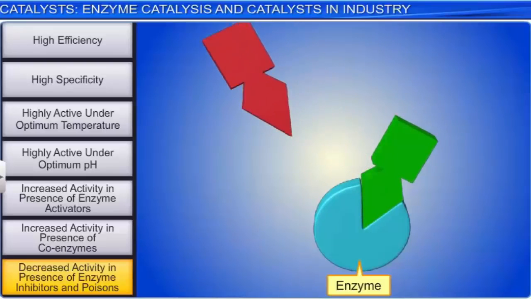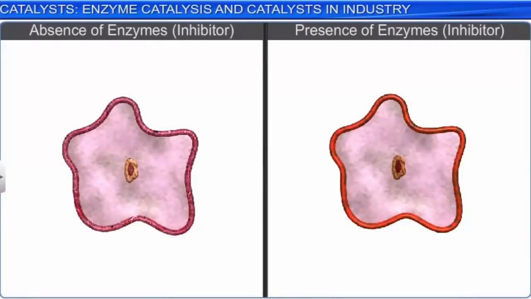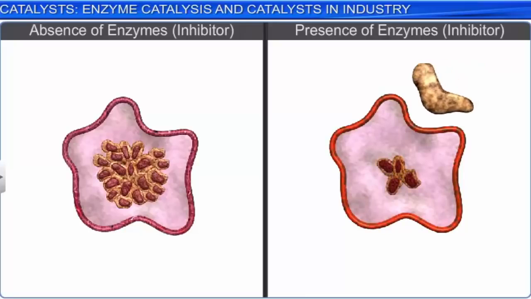place. For example, cyanide poisoning is due to the cyanide ion competitively inhibiting the active site responsible for cellular respiration. Chemotherapeutic treatment of cancer utilizes the property that drugs behave as inhibitors to important enzymes responsible for the growth of tumors. Thus, we can say that the use of inhibitors can be for the benefit of mankind or its destruction.